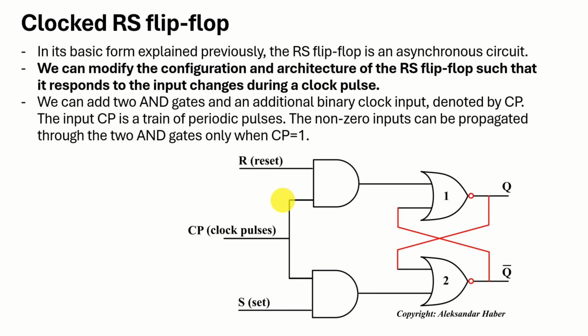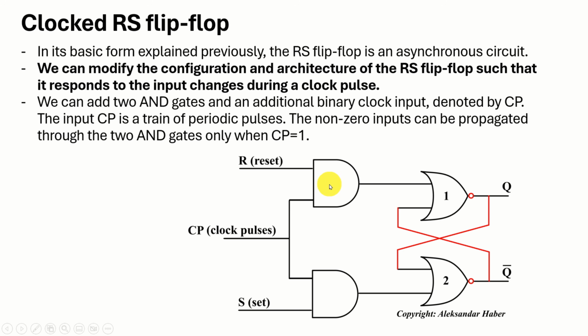However, in practice, a better idea is to add a clock and to use the clock to control the transitions and the inputs reset and set. In its basic form, explained previously, and you can see this part over here, the RS circuit and the RS flip-flop is an asynchronous circuit. We can modify the configuration and architecture of the RS flip-flop such that it responds to the input changes during a clock pulse. And over here you can see what happens.